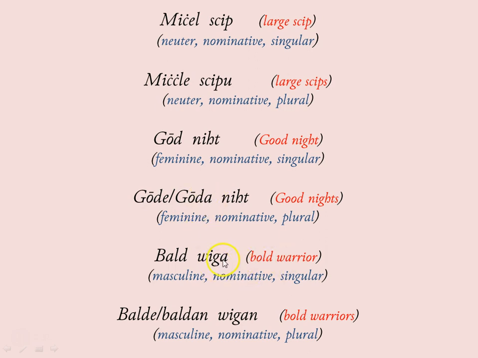Bold warrior, wiga is warrior, beald is bold, and masculine nominative singular. When we want the plural of warriors though, wigan, and so now the adjective that describes the warriors must go into the plural form, so no longer beald, but bealde, baldan. Bealde, baldan, wigan.